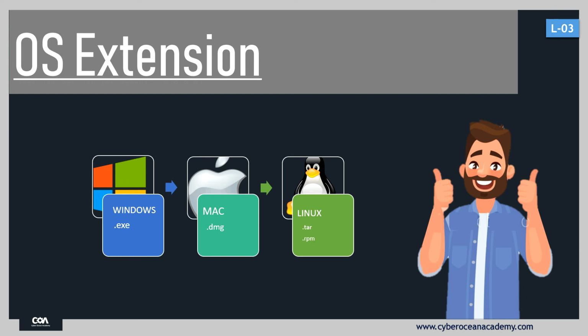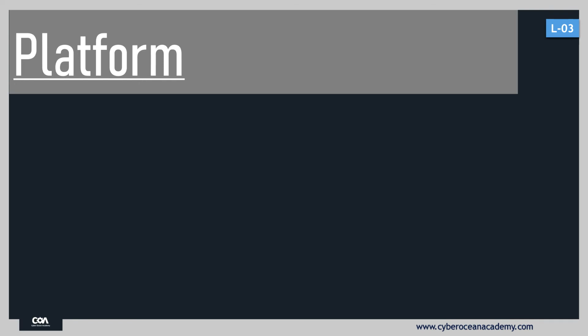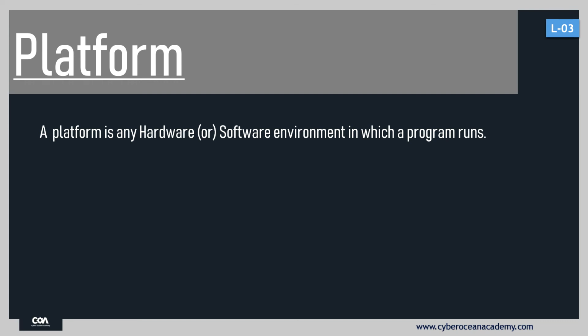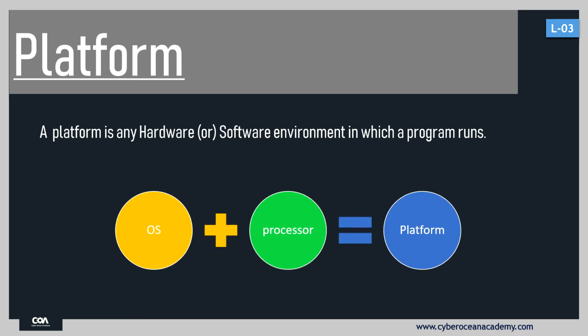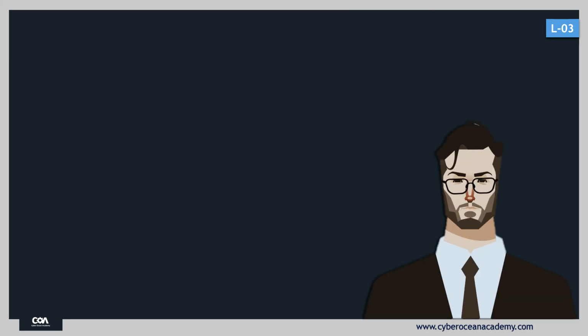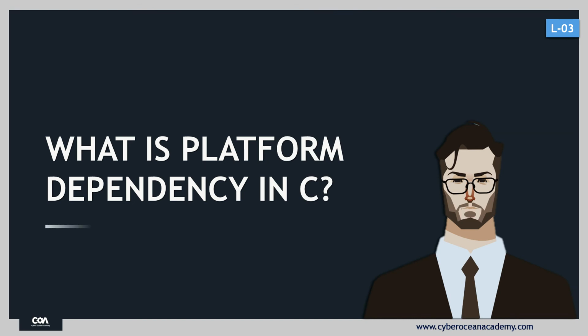Now, to understand platform dependency in C language, we first have to understand what a platform is. A platform is any hardware or software environment in which a program runs. Our operating system combined with a processor is known as a platform. So a platform may be your hardware environment or your software environment. And now, what is platform dependency in C language?